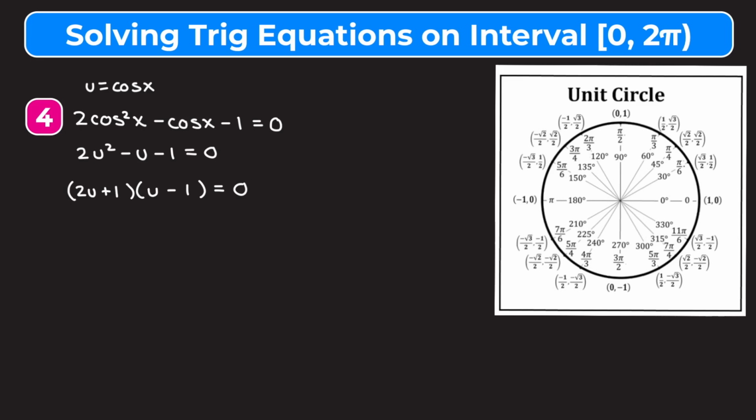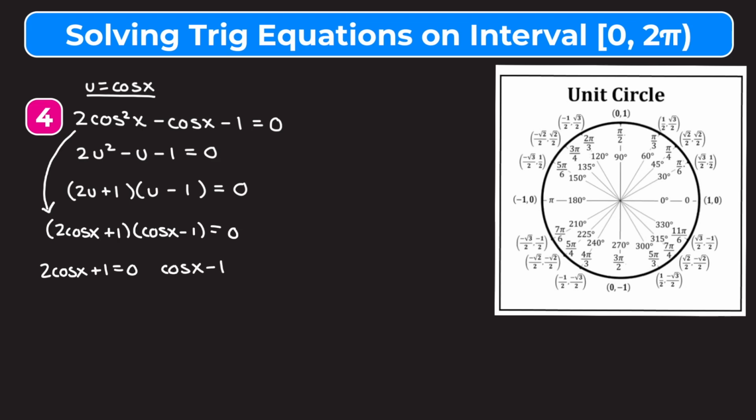And now what I'm going to do is replace u with the cosine of x because I substituted in u for the cosine of x earlier. So this is really 2 cosine of x plus 1 times cosine of x minus 1 equals 0. So that's basically how you factor our original equation. And now we're going to do what we did in the last problem, which is set each factor equal to 0 and solve. 2 cosine of x plus 1 equals 0, and cosine of x minus 1 equals 0.